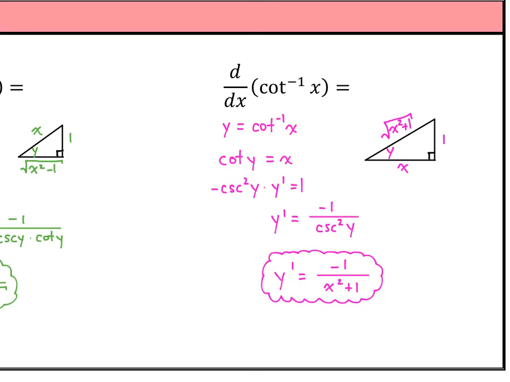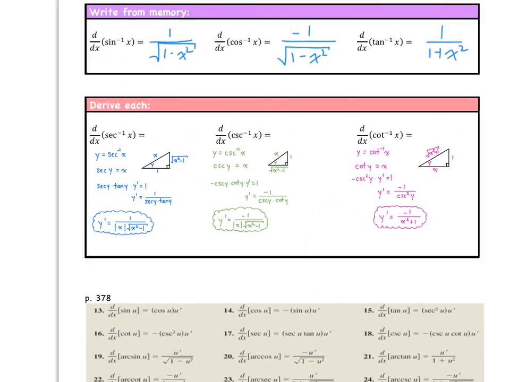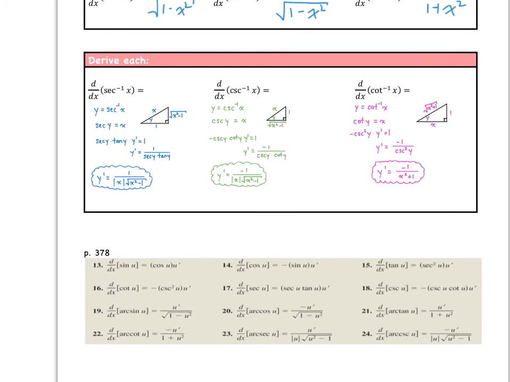So like I said, you don't necessarily need to memorize these. You can derive every single one of them using this right triangle concept. So can you memorize them? Absolutely you can, and that's our little cheat sheet down here from page 378 in our book, or worst case scenario, we can always derive it.